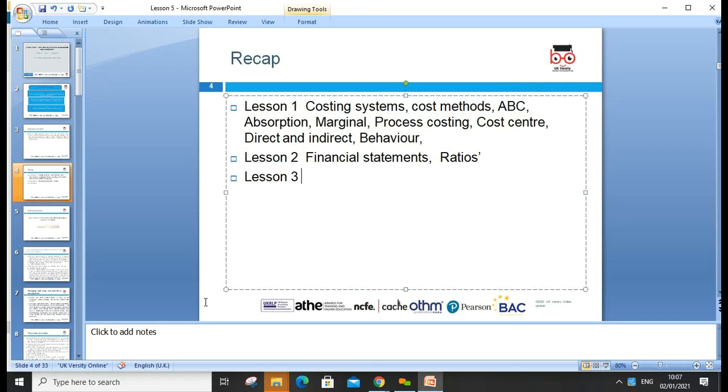Do you remember lesson 3? What did we learn in lesson 3? We discussed budgets, types of budgets, budgetary control, and variance. Okay, does anybody remember lesson 4? Well done, that's variance. What about lesson 4? What did we discuss?